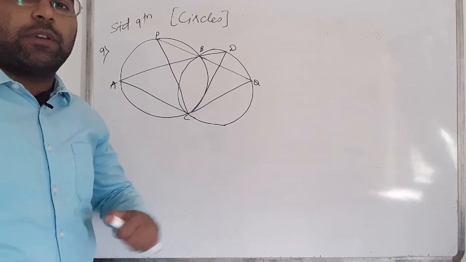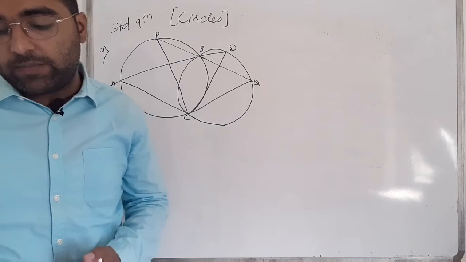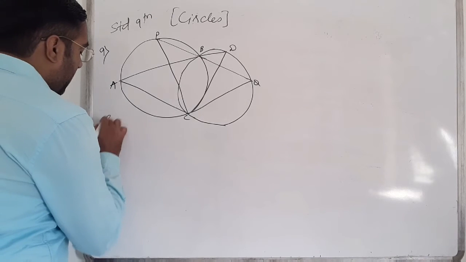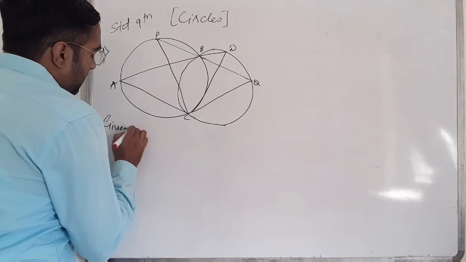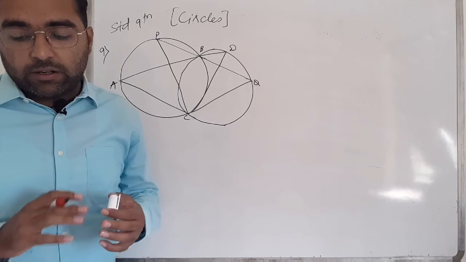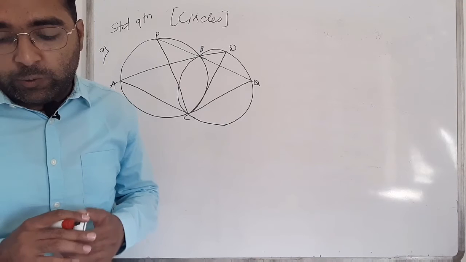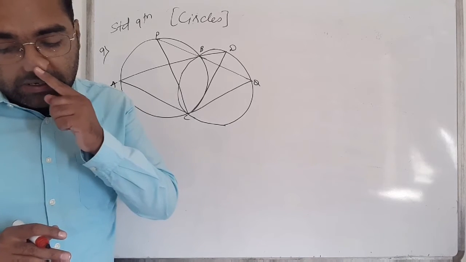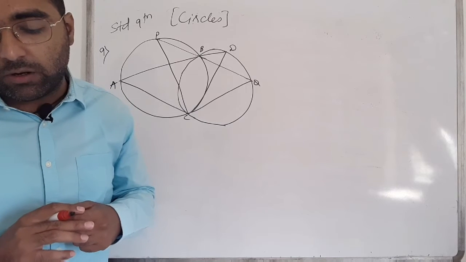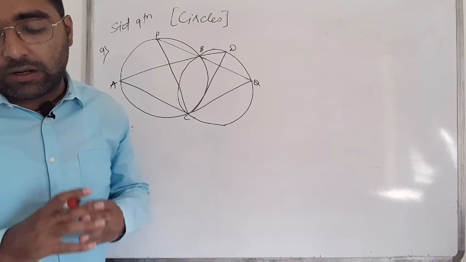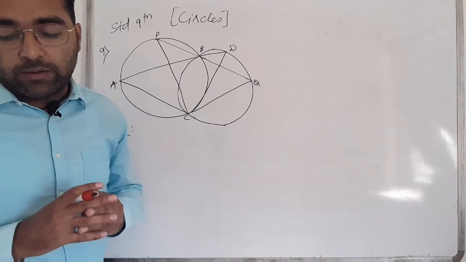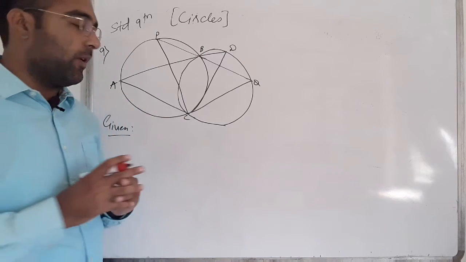Okay, so here the figure is given like this. And we have to write the given: two circles intersect at two points B and C. Through B, two line segments ABD and PBQ are drawn to intersect the circles at A, D and P, Q respectively. Prove that angles ACP and QCD are equal.